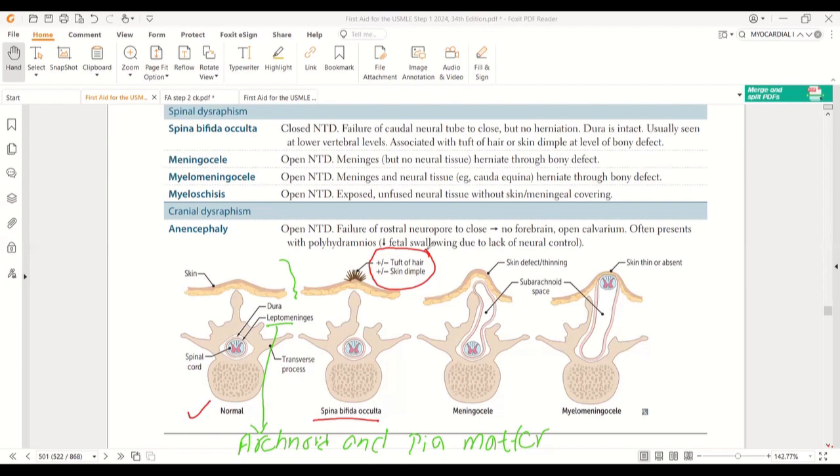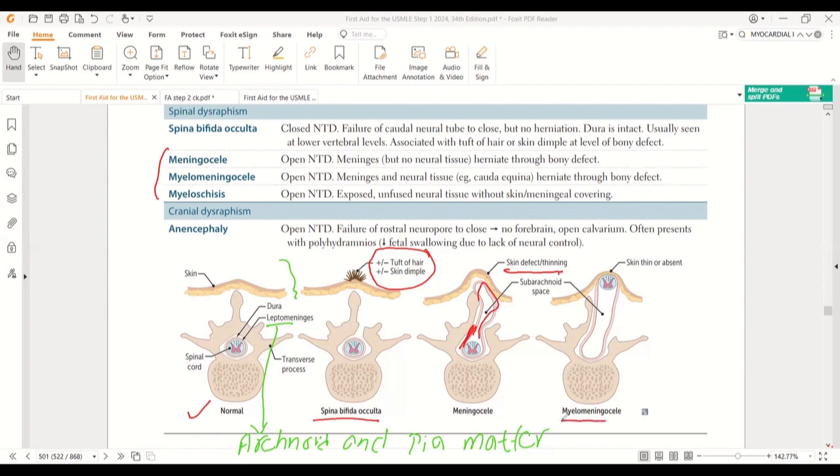Okay, so this is spina bifida occulta, the neural tube closed defect, while these three are open neural tube defects. So meningoceles, look at the picture. In the meningoceles, meninges are herniated through these bony defects, and there may be skin defect or thinning.